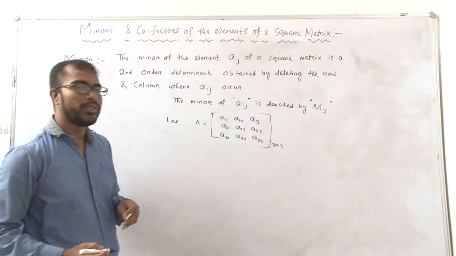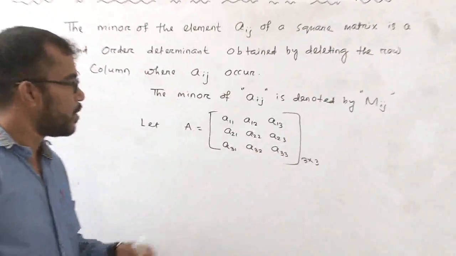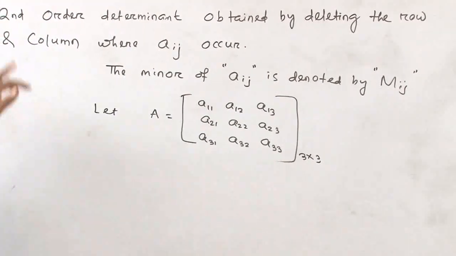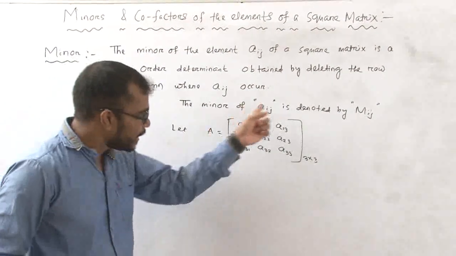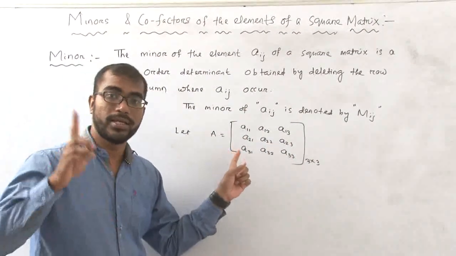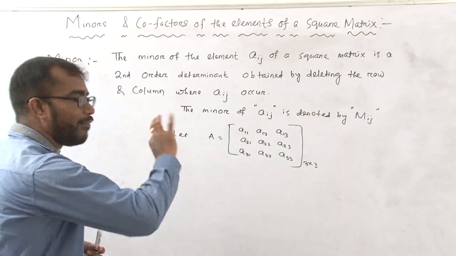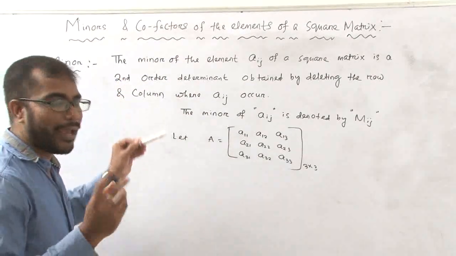That means it is a third order, or we can say 3 into 3 order matrix, because it contains three rows and three columns here. Now the minor of the element Aij, because in this matrix there are 9 elements here. So we obtain the minor of every element.